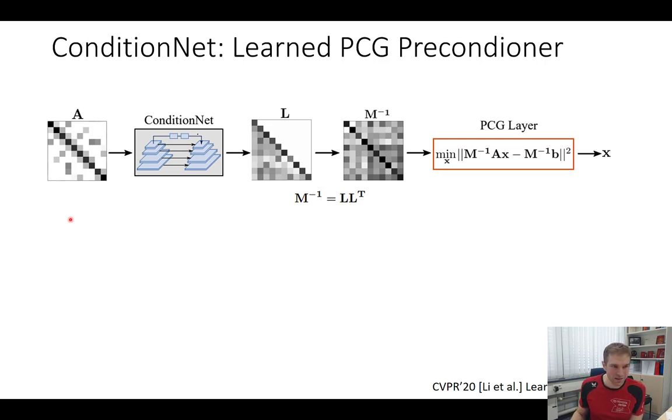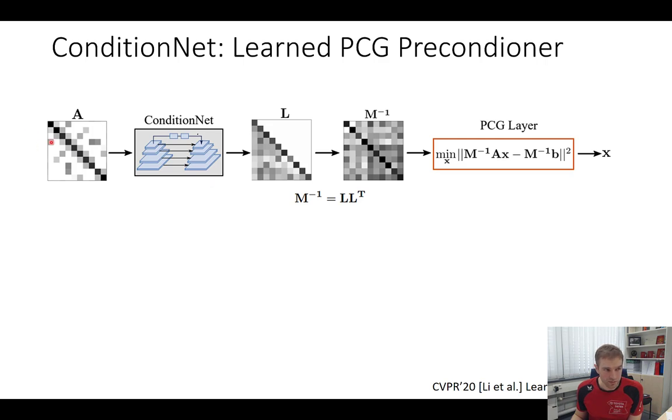And the idea is, right, we have essentially a PCG layer, this is our solver layer. We have a matrix M inverse, but the problem is, this preconditioner should actually be a symmetric matrix. And because of that, we are actually computing the lower triangular matrix L first. So we have L times L transpose. This gives us the right matrix structure that we want.